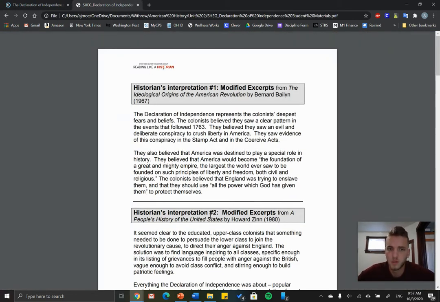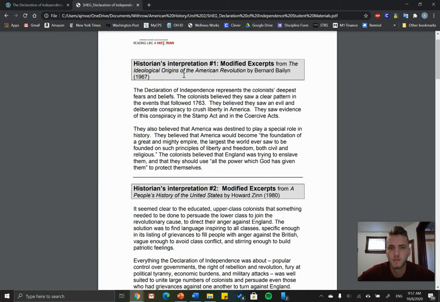There's a few parts to it. First, you have two historians kind of with different takes, different ideas on why the founders, the founding fathers, whatever you want to call them, wrote the Declaration of Independence. And that's our historical question for this activity.